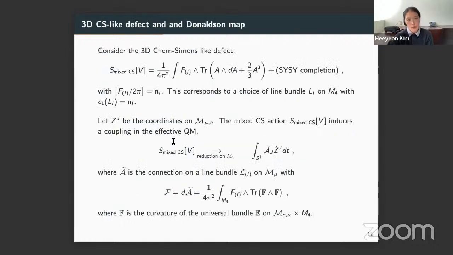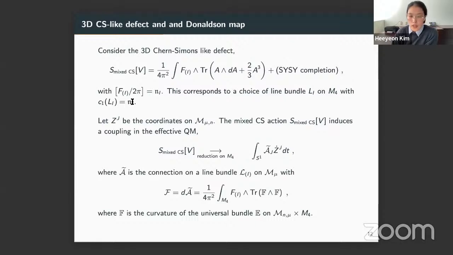Let's first consider the 3D Chern-Simons-like defect, which can be realized as the mixed Chern-Simons term like this. This mixed Chern-Simons term can be classified with the choice of the background value for the flux for F_i, which we will denote by N_i, which is going to be an element in the second cohomology class of M4, and the choice of N_i can be thought of as a choice of line bundle L_i on M4, whose first Chern class is given by N_i.